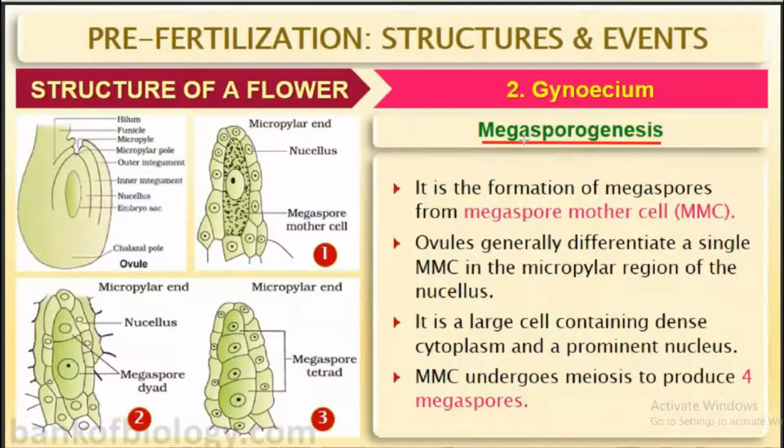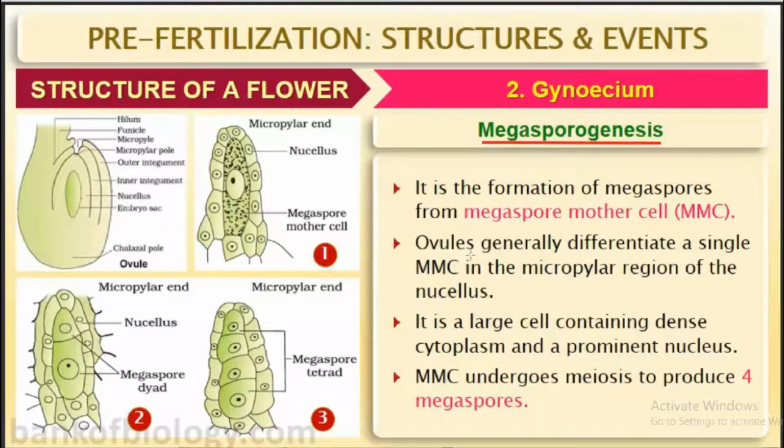Do you remember what is microsporogenesis? Formation of microspores from microsporangium. What type of cell division took place during the formation of microspores? Don't you remember? Yes, the type of cell division is meiosis, and all the microspores became haploid. Here also the same type of cell division, meiosis, takes place to produce megaspores.